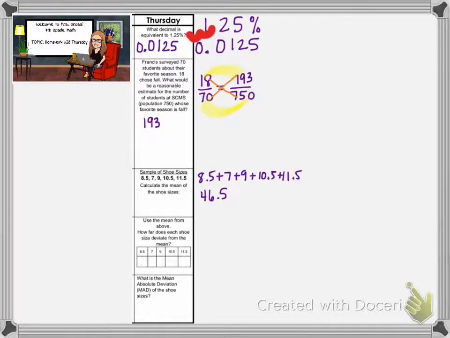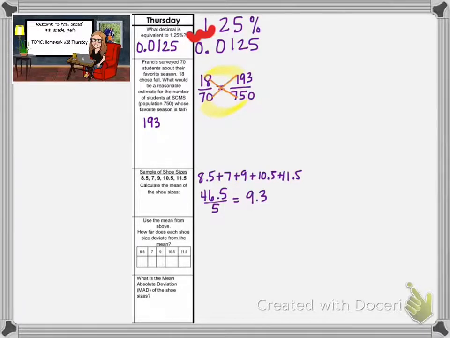And you want to divide by how many there are there. And there are 5 shoe sizes. So we're going to divide that by 5. So 46.5 divided by 5. And the answer here is 9.3. Now, you could go about this a different way. You could say the average shoe size is 9.3, but some of you may be thinking that's not real world, because you don't have shoe sizes of 9.3.